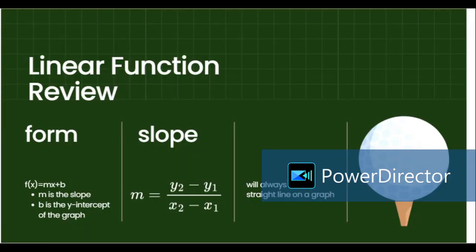Linear function review. Linear functions are written in the form f of x, or y, is equal to mx plus b, where m is the slope and b is the y-intercept of the graph. Slope can be found by using the formula m is equal to y2 minus y1 divided by x2 minus x1, where the y and x's are just 2 points that are anywhere on that line on the graph. A linear function will always be a straight line on a graph. No curve, no bend, perfectly straight.